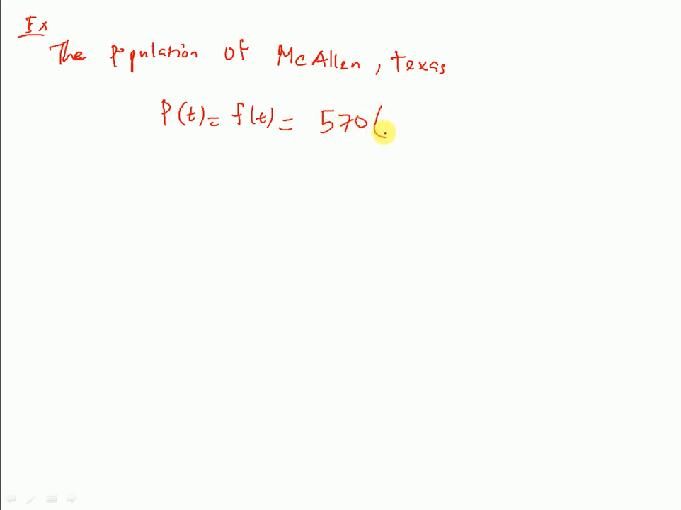Now let's go to another example. Second example. The population of McAllen, Texas can be represented by P of t equals f of t equals 570 times 1.037 to the t power. Now P is in thousands of people, right? And t is the years since 2000.